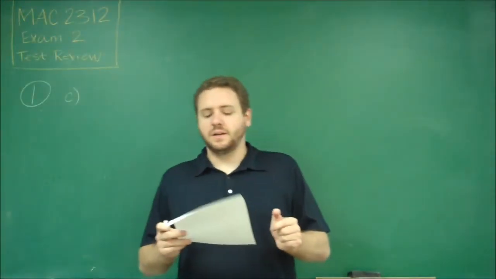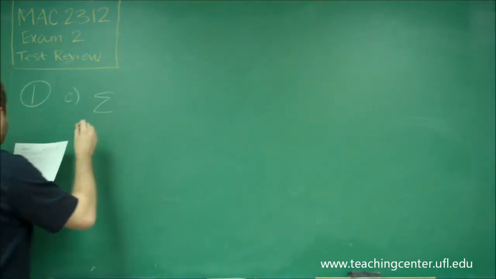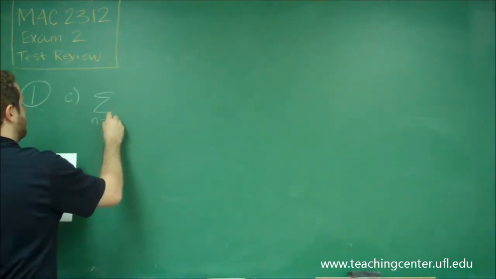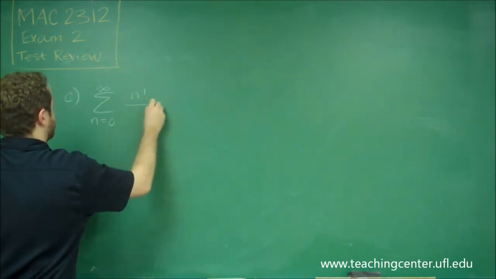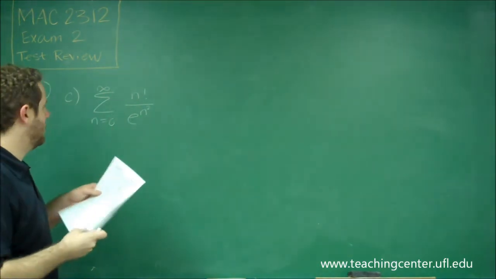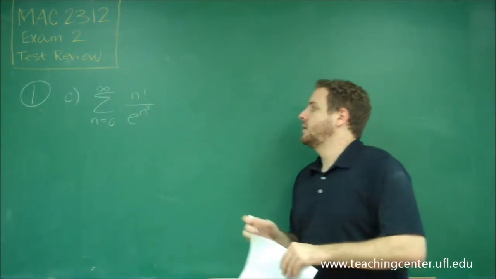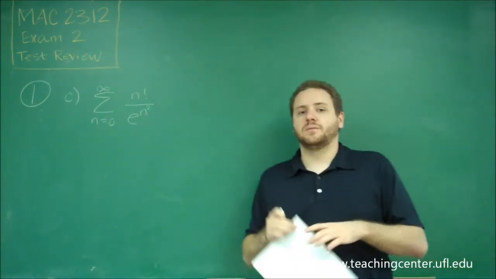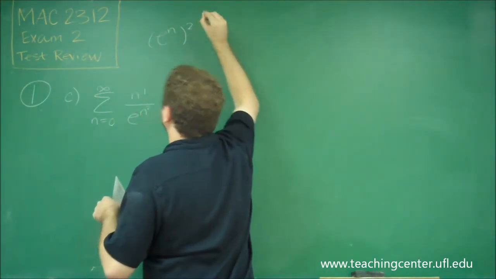Problem 1, letter C. We have a slightly different looking series than the first couple that we did. From n equals 0 to infinity of n factorial over e to the n squared. But before we start working with this, I want to be clear that e to the n squared is very different from e to the n quantity squared.